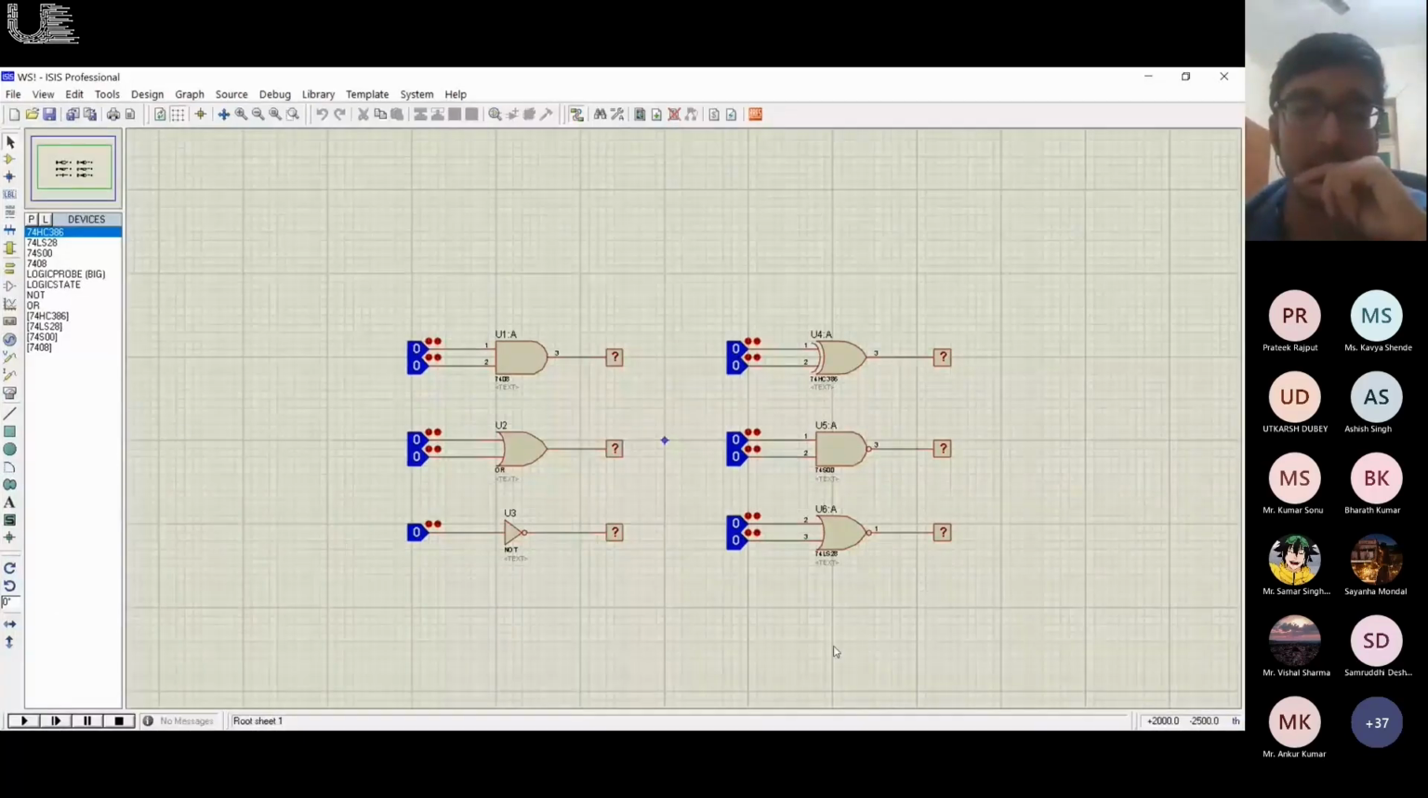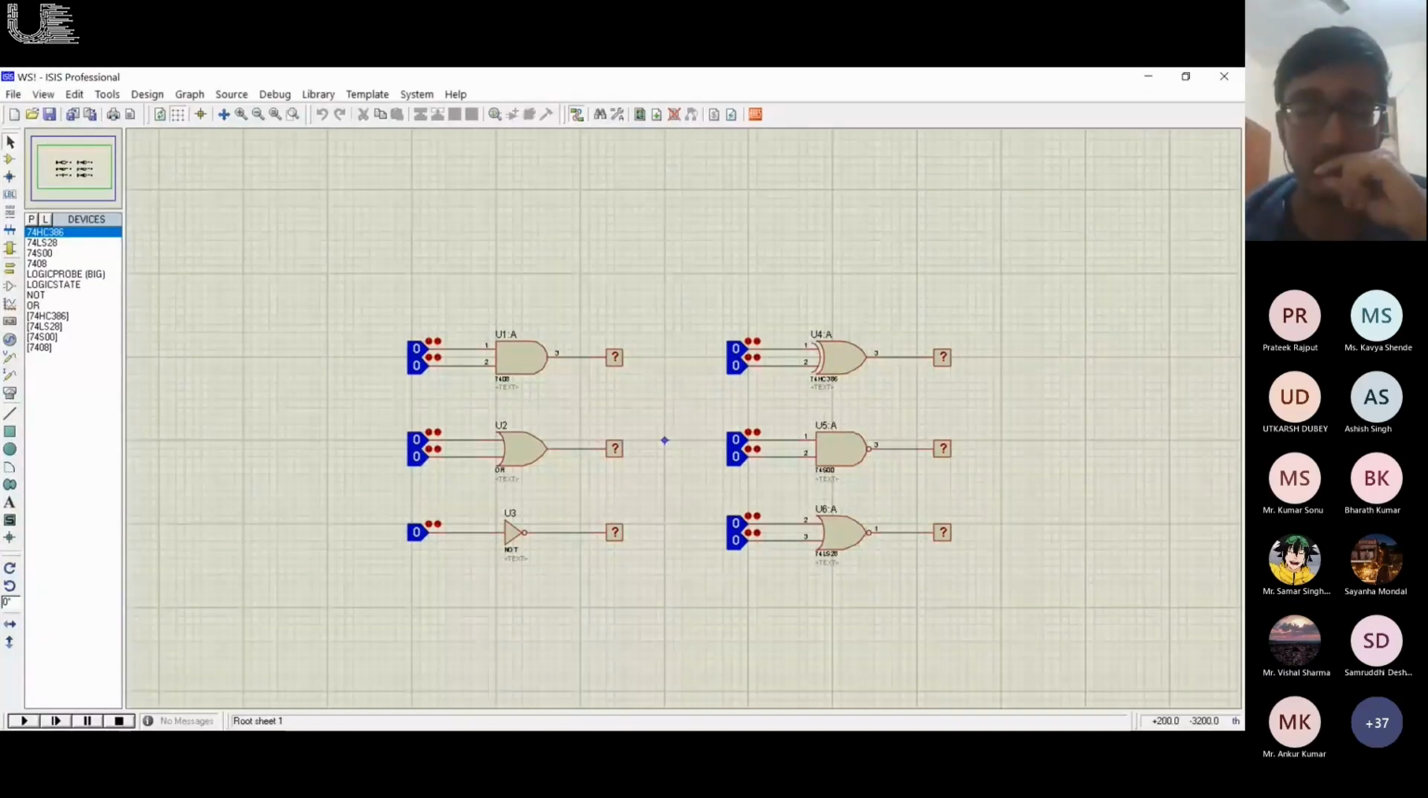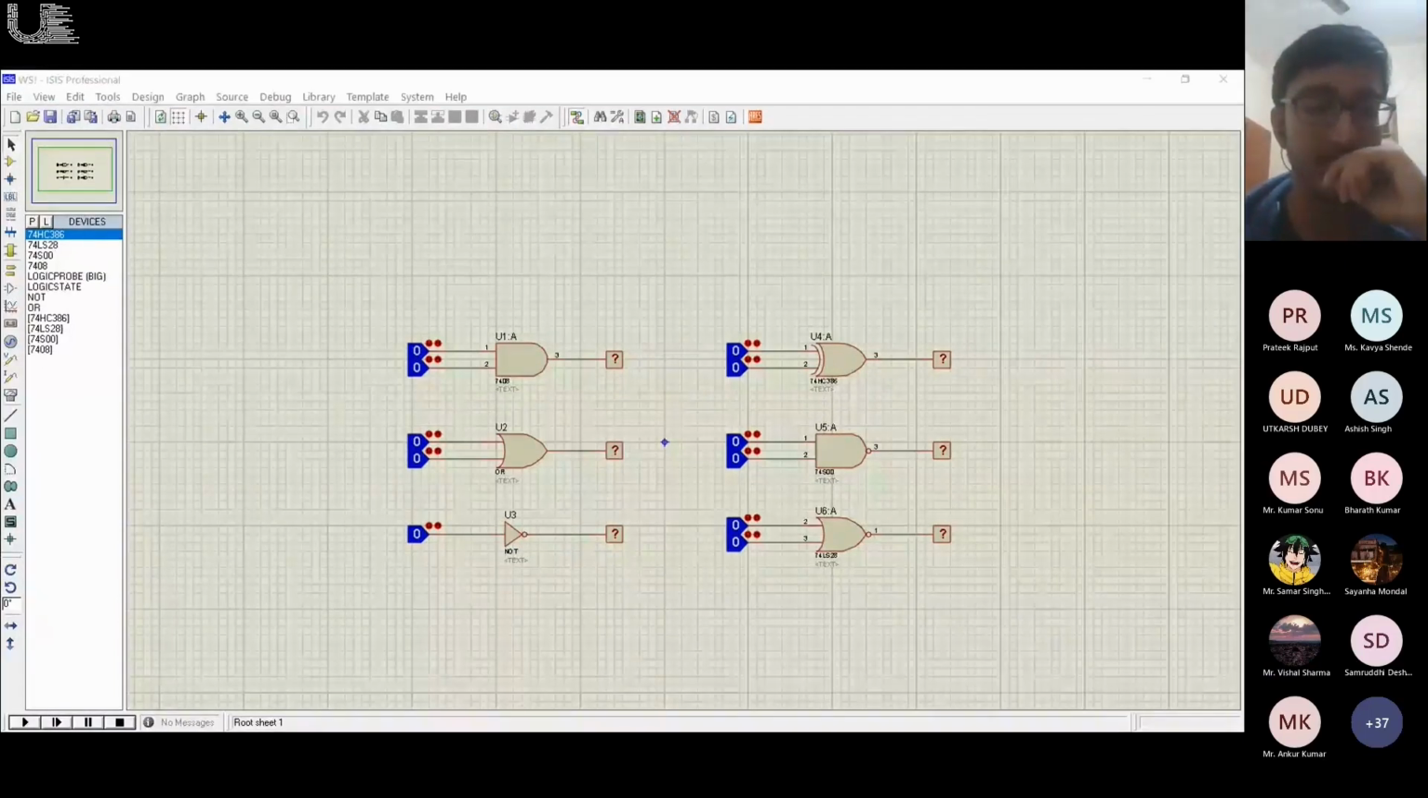So can someone tell me what the first gate is on the left? Anyone? Just say it quickly. Yeah. So okay, who said it? Hello. Can you say your name? Vishal. Right.